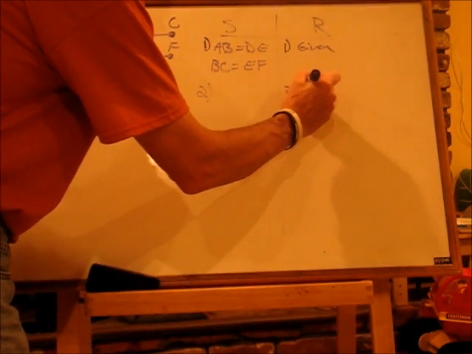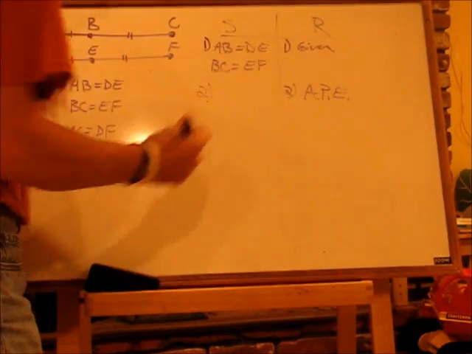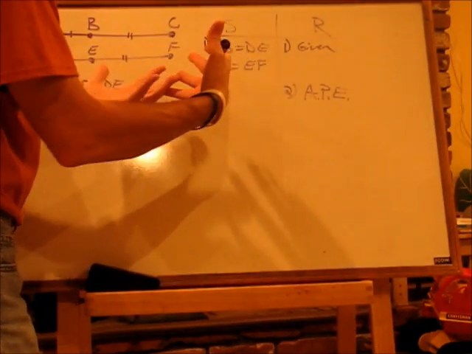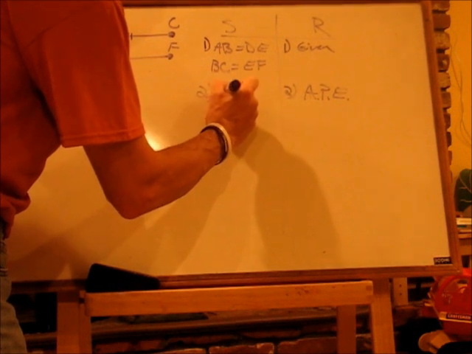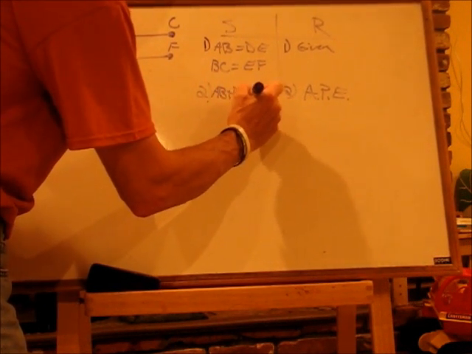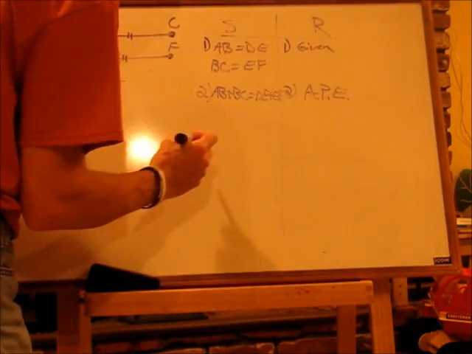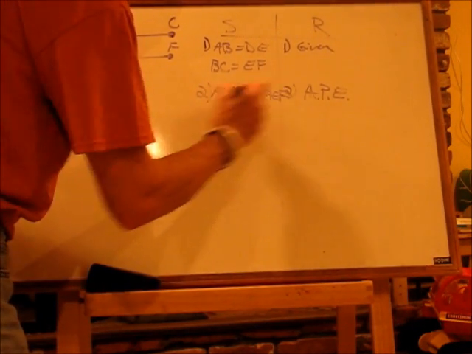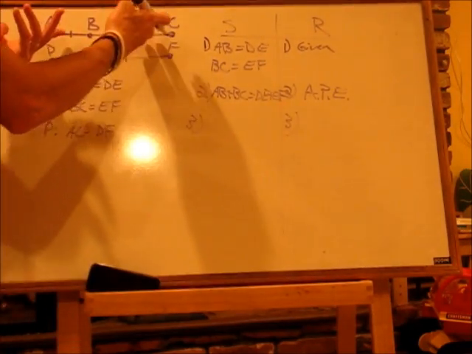So what do I want to do with these equations? I want to use the addition property of equality, which would let me add two equations together. Add what's on the left together, add what's on the right together. So that's going to give me AB plus BC equals DE plus EF. Now, we at least have these two pieces added together.